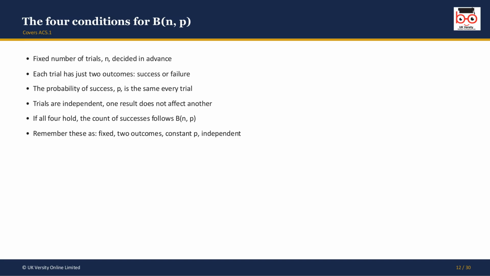The binomial rests on 4 conditions. There's a fixed number of trials, n, decided in advance. Each trial has just 2 outcomes, success or failure. The probability of success, p, stays the same on every trial, and the trials are independent, so one result never affects another. If all 4 hold, then the count of successes follows B(n,p). A handy way to remember them: fixed, 2 outcomes, constant p, independent.